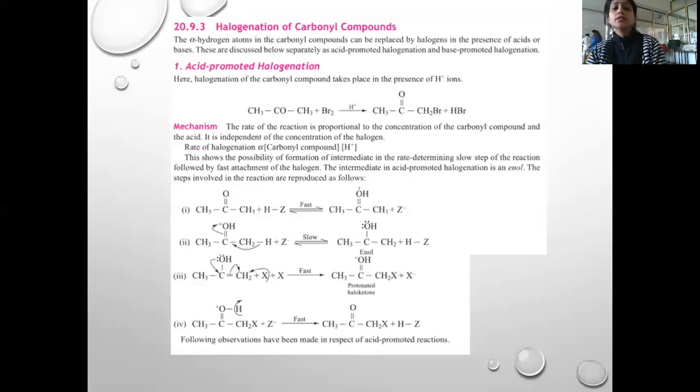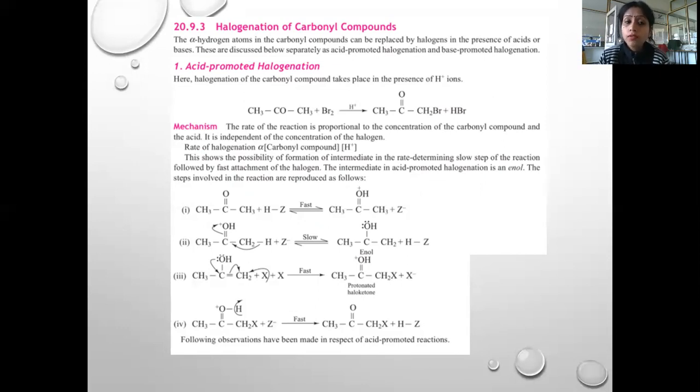Next important reaction is the halogenation of the carbonyl compounds. There are two ways, acid and base promoted. We'll see the acid promoted first. If we see the mechanism, the rate of the reaction is proportional to the concentration of the carbonyl compound and the acid, but it is independent of the concentration of the halogen, because it is in large excess. So the rate of halogenation is directly proportional to the carbonyl compound and H plus.